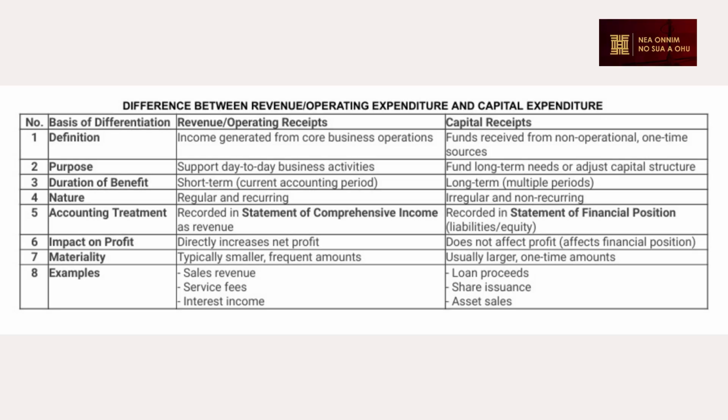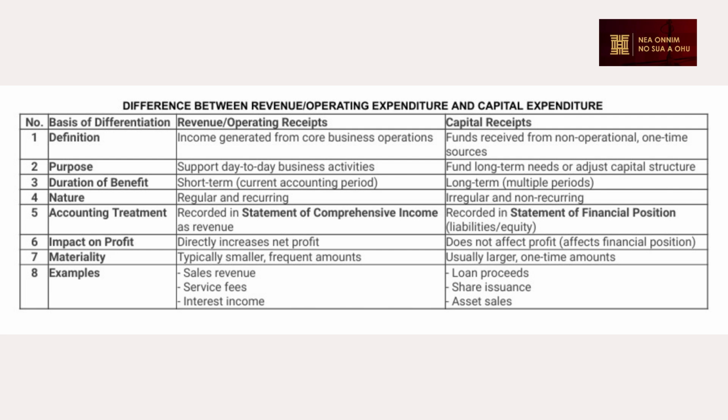Then the fourth item, which is the nature. Again, here, when it comes to revenue or operating receipts, the nature of it is such that it is regular and recurrent.